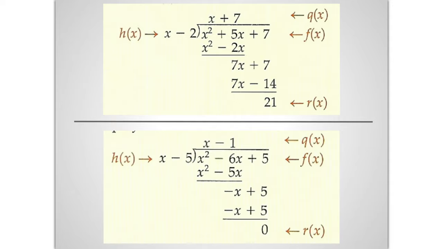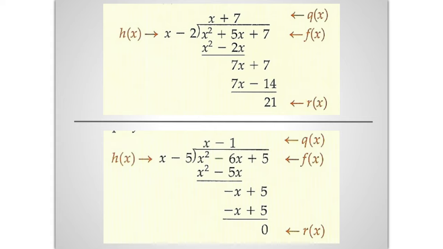These two examples show long division examples. I want to review a little bit of the vocabulary with you. If you take a function, in this case f of x, and divide it by another function, we say that this function is the dividend. This is our divisor, and we get a quotient along with a remainder. So f of x is the dividend, h of x is the divisor, q of x is the quotient, and r of x is the remainder.